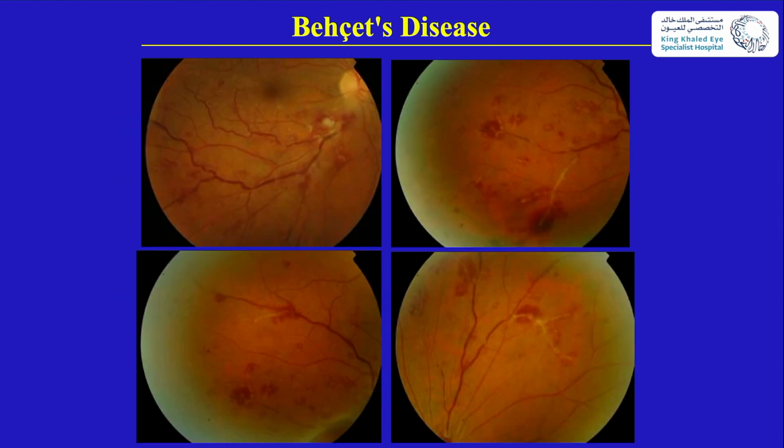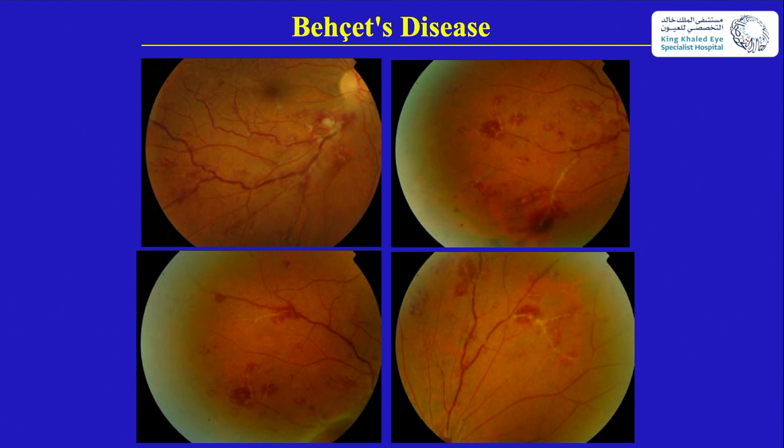So this patient presented with mouth ulcers, but in addition, can you appreciate vascular sheathing? I don't know, this pointer is not showing. So the patient had vasculitis due to Behcet disease.